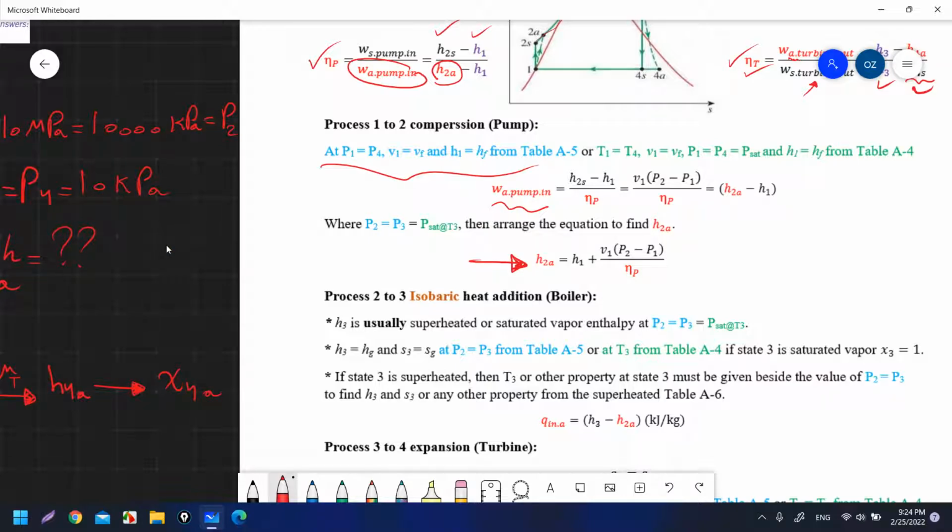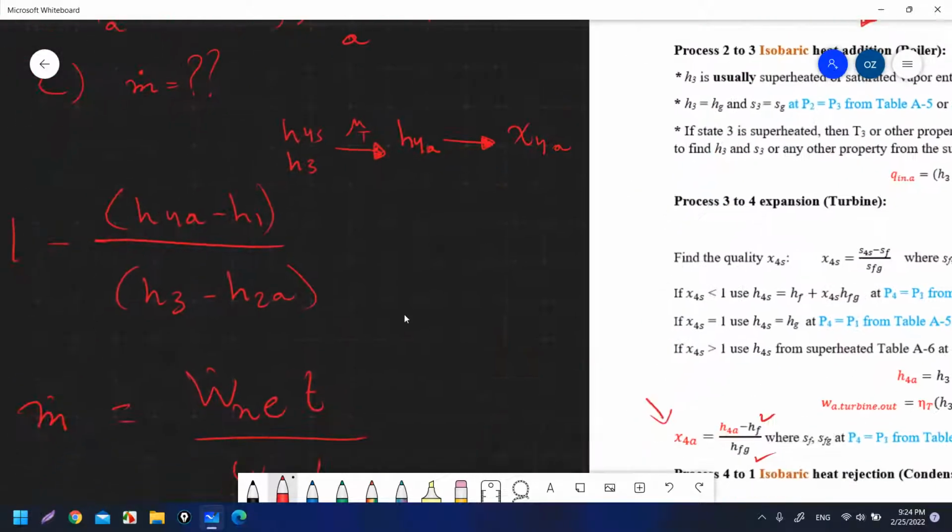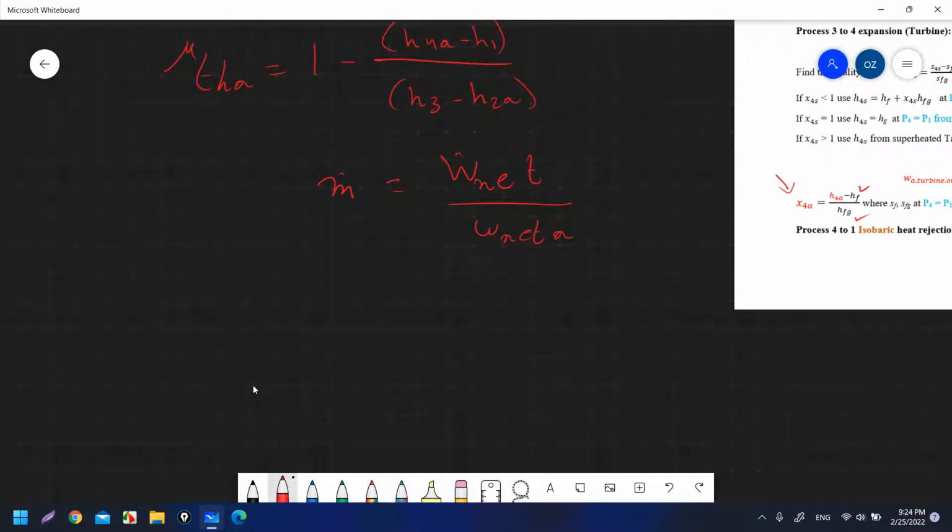Okay, so let's find V1 and H1 from table A5 under the pressure P1 equal to P4. Okay. So we will write that at P1 equal to P4, which is equal to 10 kilopascal, the condenser pressure, we will calculate V1 equal to Vf at this pressure, 10 kilopascal, and also H1 will equal Hf at this pressure.